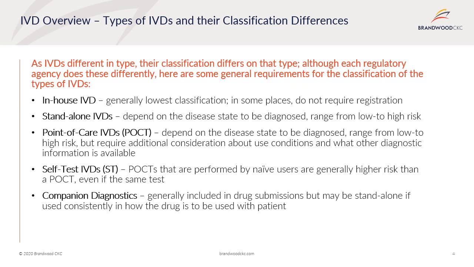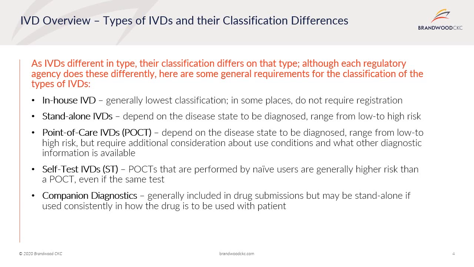Standalone IVDs can be all over, from low public, low private risk to high public, high private risk. So they can be anywhere in class 1 through 4, depending on the system. So they span the range. Point of care IVDs are traditionally low to high risk, again, depending on the disease state to be diagnosed.